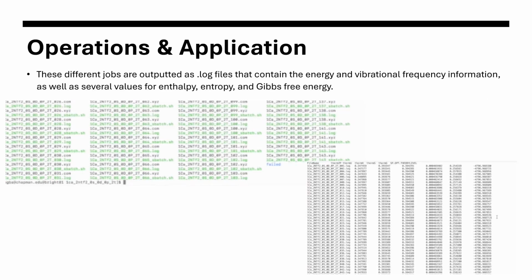So these different jobs are outputted as .log files that contain information about the energy and vibrational frequency of the molecule, including values to find the enthalpy, entropy, and Gibbs free energy. So it's a little hard to see right here in the pictures, but on the left there are several .log files, .com files, which are all for the same molecule, but with Gaussian, several jobs can be done at once using high performance computing clusters. And then on the right are the outputs of the many energies, including the values to find the enthalpy, entropy, and Gibbs free energy.